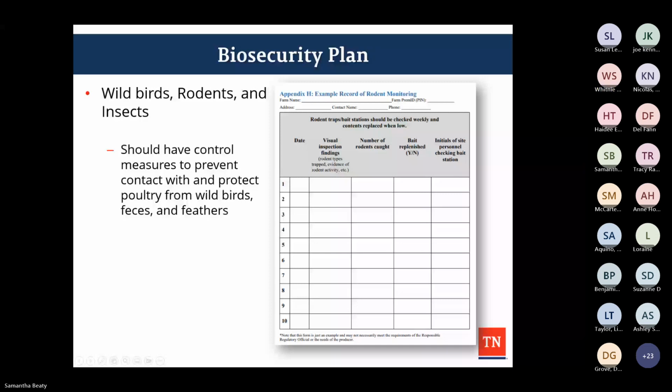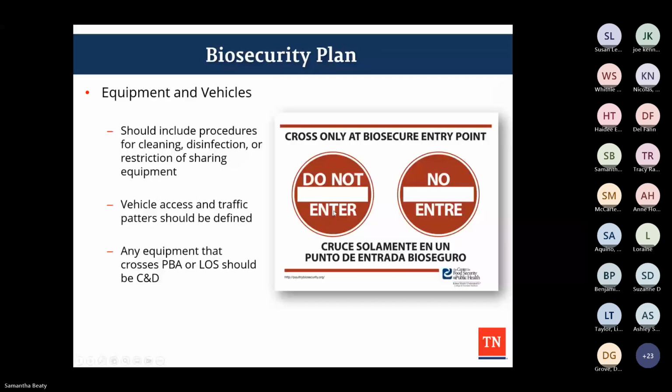Next slide. Are you able to see it? Yes, I can see it.